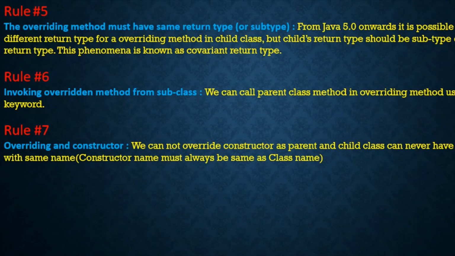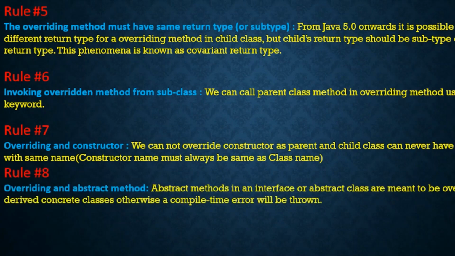The subclass and superclass names are different. Java says the constructor name must be the same as the class name. Since the subclass and superclass names are different, constructor overriding is not possible in Java. Constructor overriding is not possible, that means we cannot override the constructor.